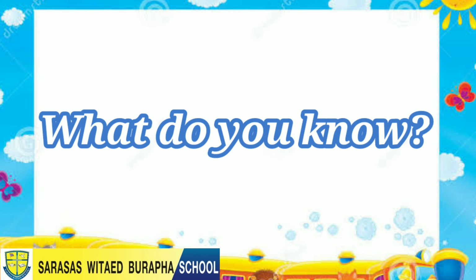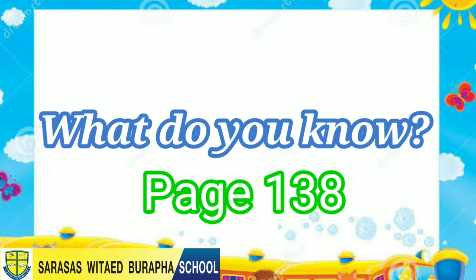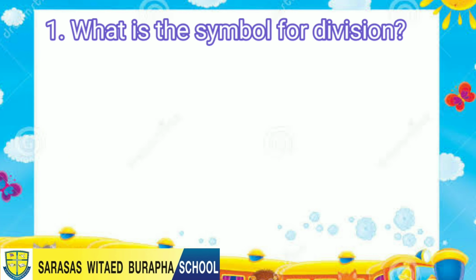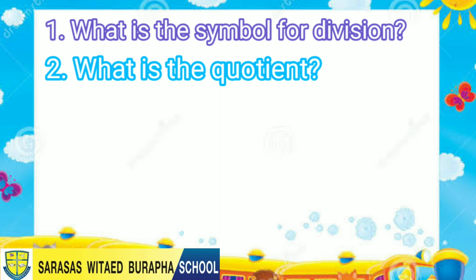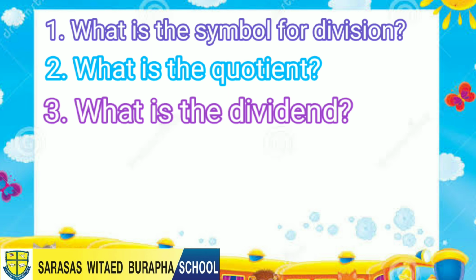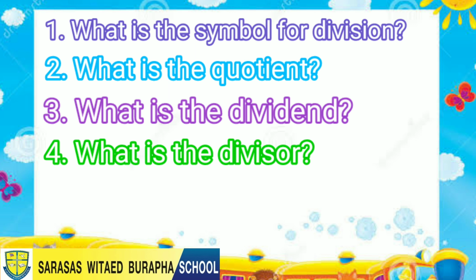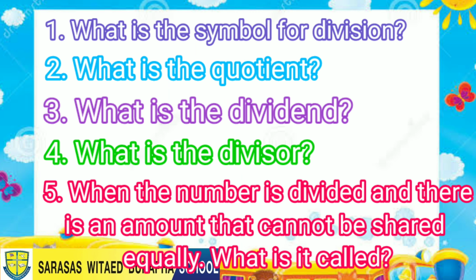Before we end this video, let's answer first. What do you know on page 138? Number 1. What is the symbol for division? Number 2. What is the quotient? Number 3. What is the dividend? Number 4. What is the divisor? And number 5, when a number is divided and there is an amount that cannot be shared equally, what is it called?